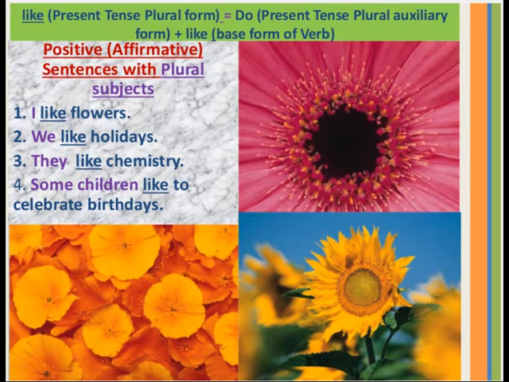How many number is there in those subjects? We, of course, many are there. They also means many people are there. Some children, many. What about I? Yes, in the last video I told you, even though I is a singular in number, in present tense we use I as a plural subject. Okay? So we have 4 plural subjects on the screen.